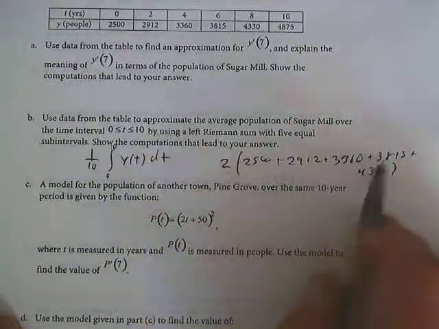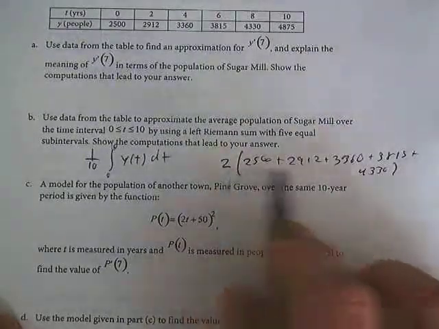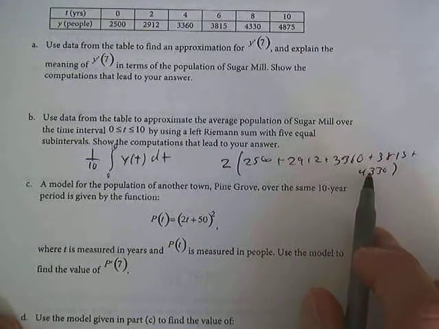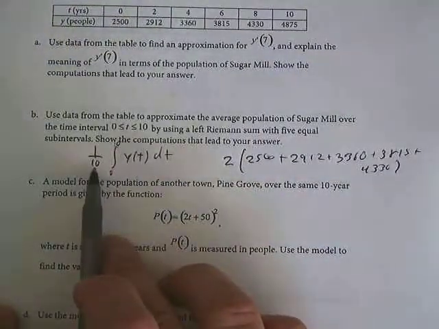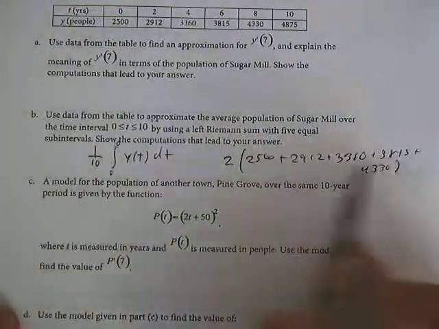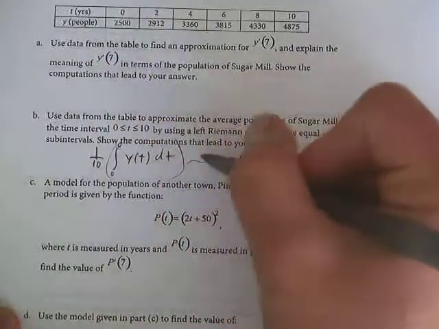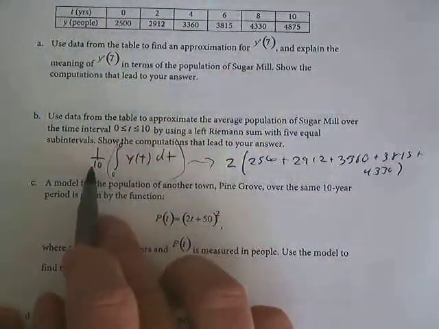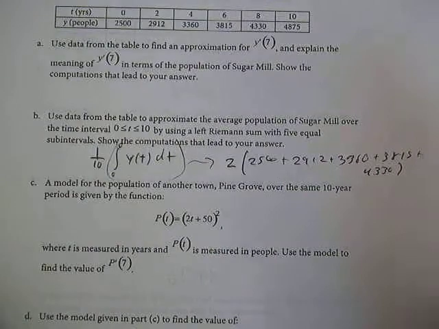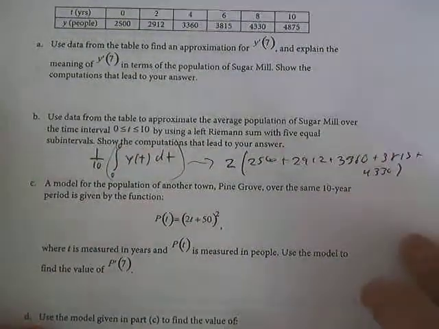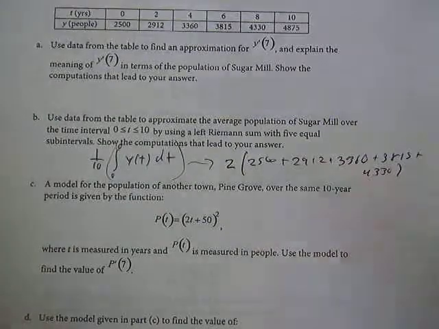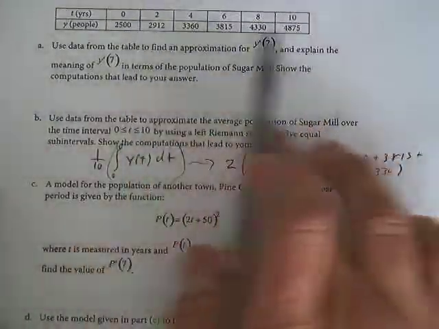Again, in the left Riemann sum, we don't use the right endpoint, so that 4875 would not be a factor here. We just add those together and multiply by 2. And remember, is this the final answer right here? No, this is the accumulation, but we need to multiply it by 1/10. So whatever we get here, we multiply by 1/10, and we get our final answer.